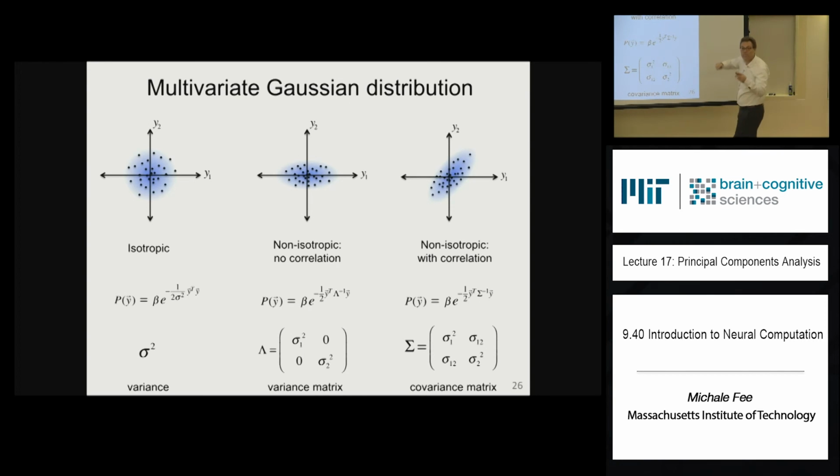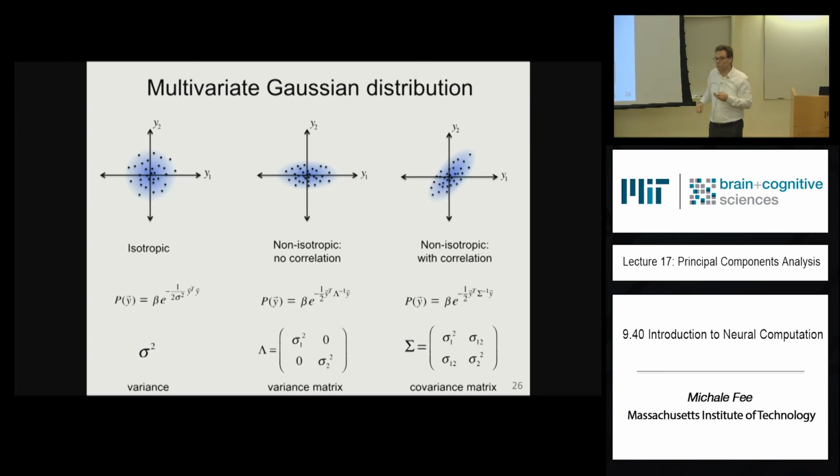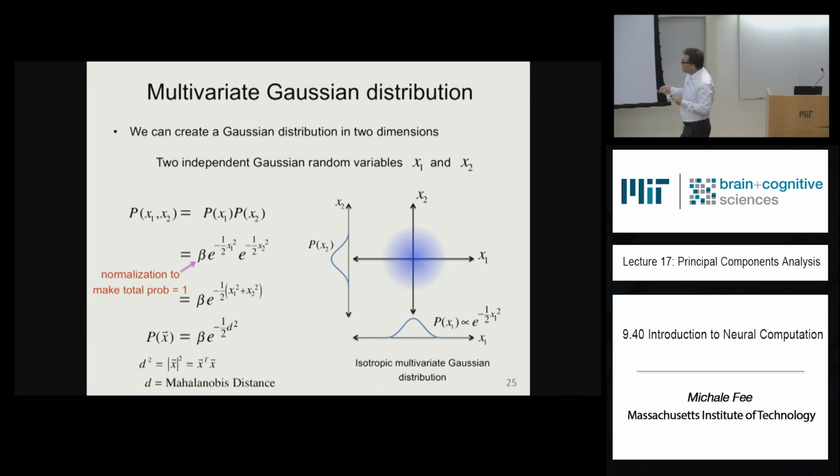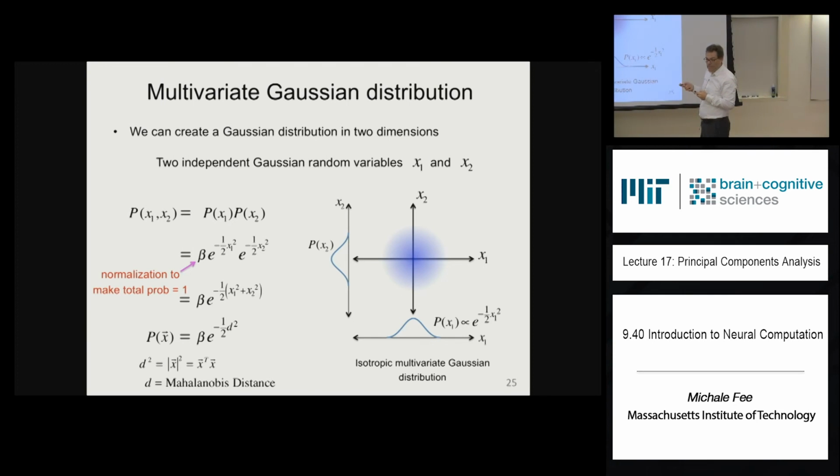Okay? Yes? Why is the distance squared x transpose x? Okay, the distance squared is the square magnitude, and the square magnitude is x dot x, the dot product. But remember, we can write down the dot product in matrix notation as x transpose x. So if we have a row vector times a column vector, that's the dot product.